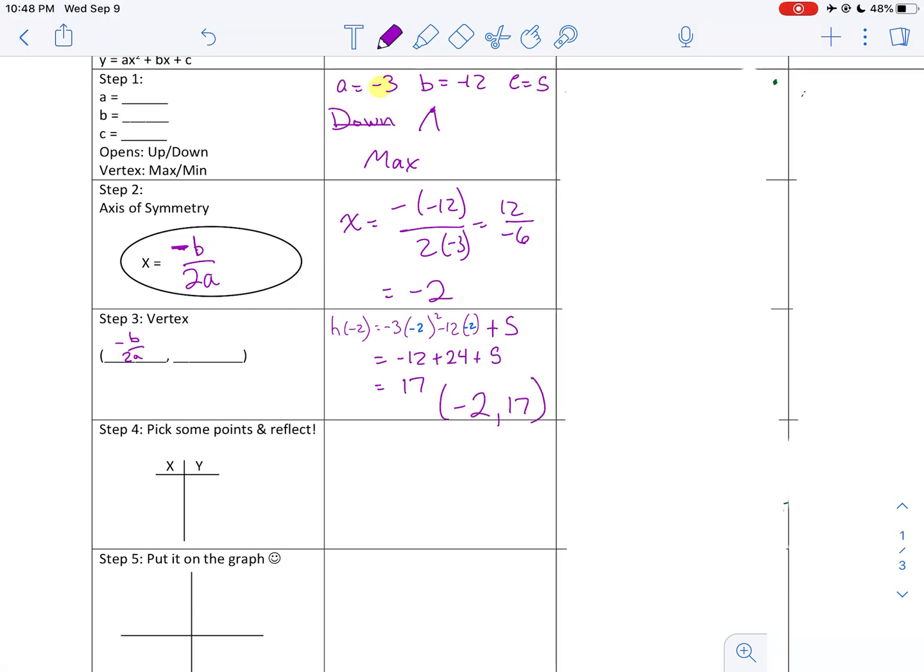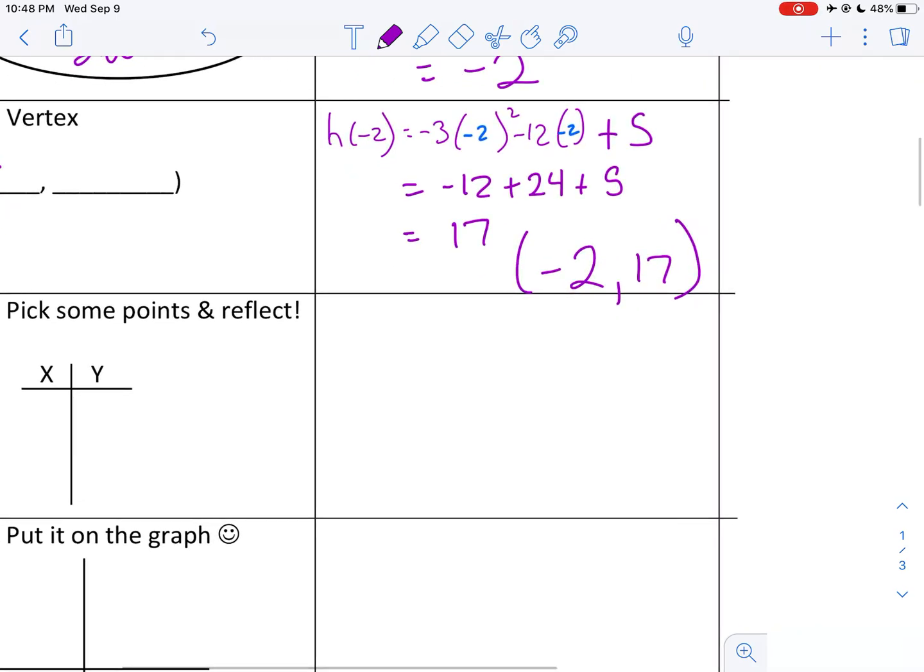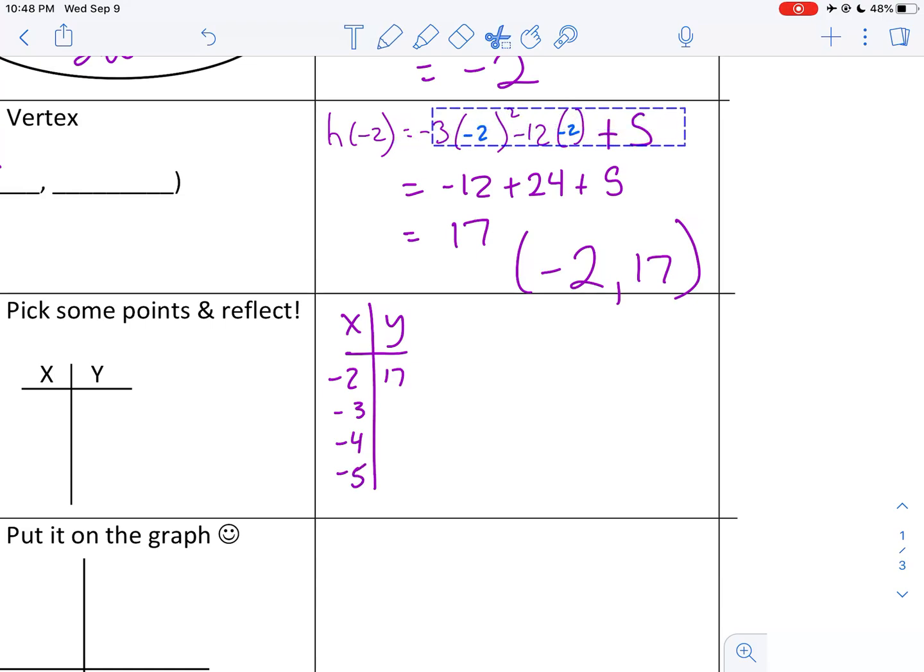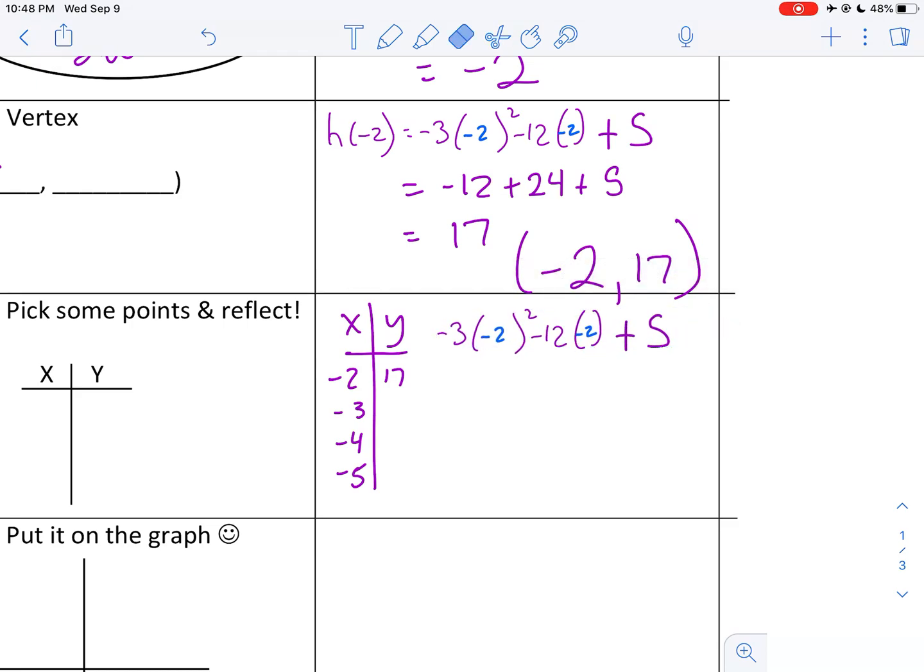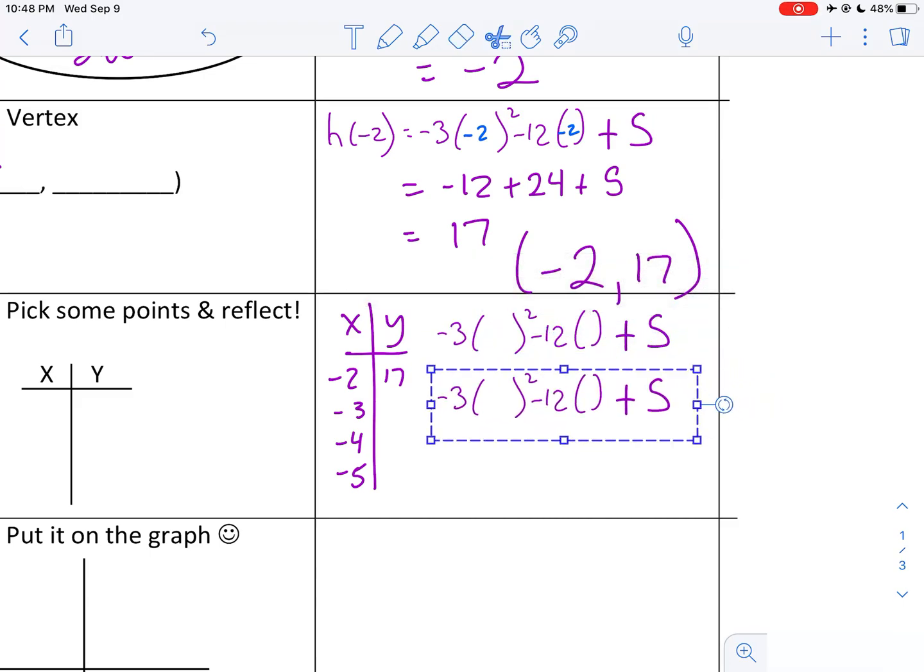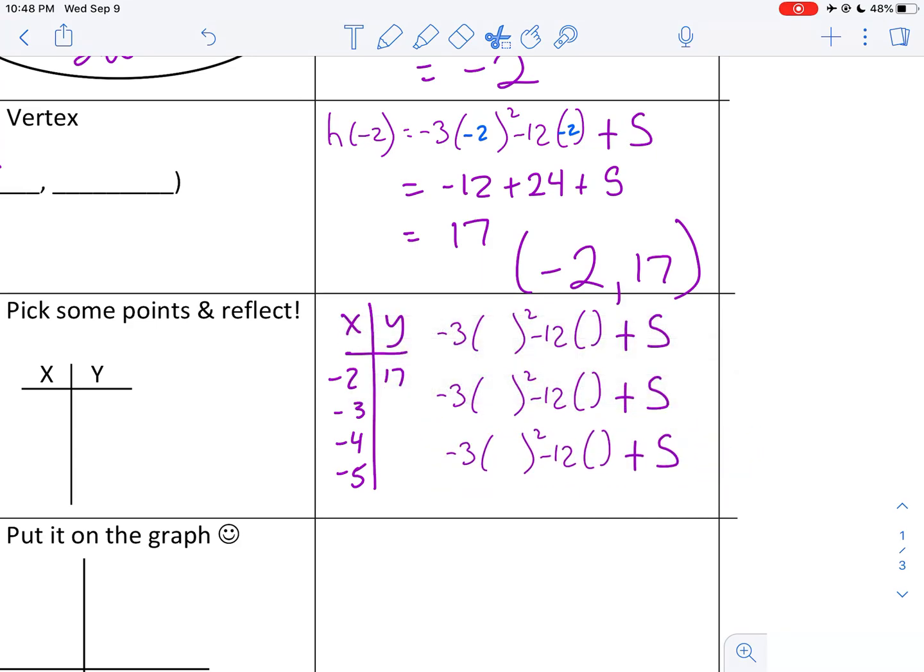We're going to pick some points and reflect, just like we did before. We're going to take negative 2, 17 as my first one. Negative 3, negative 4, negative 5. In fact, I'm just going to copy this. Obviously, I'm not putting negative 2 in this time, but it's the same idea. I take this function and I plug in negative 3, I plug in negative 4, I plug in negative 5. So this is going to give me 3 additional points on my graph. And I'm going to plug it into my calculator here.